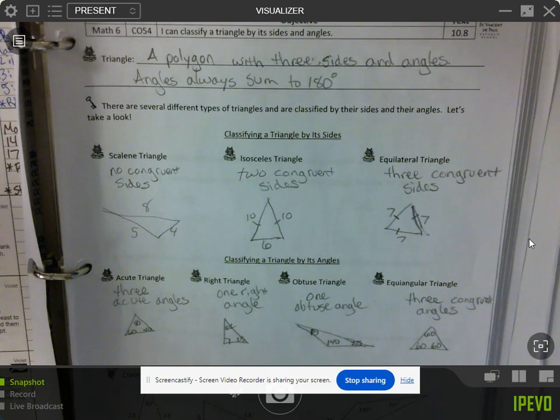Morning. Today we are correcting CO54, where we were classifying triangles by their sides and by their angles. Different names for if they're by the sides or by the angles.